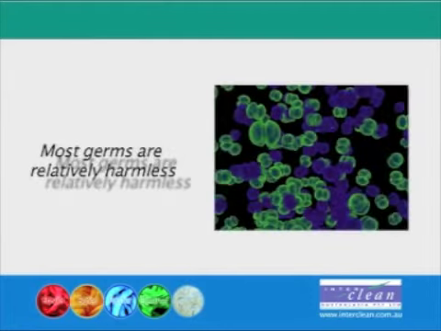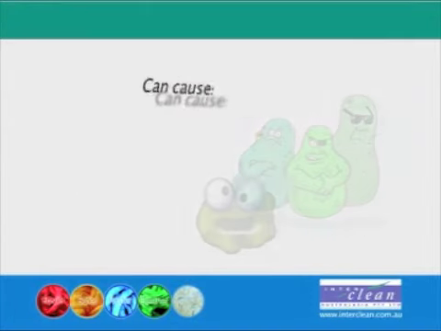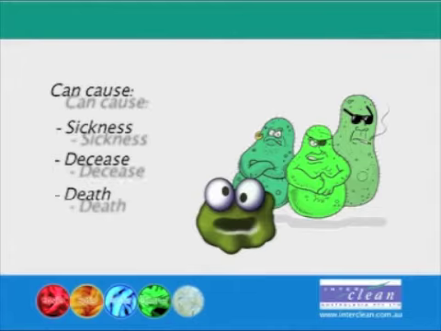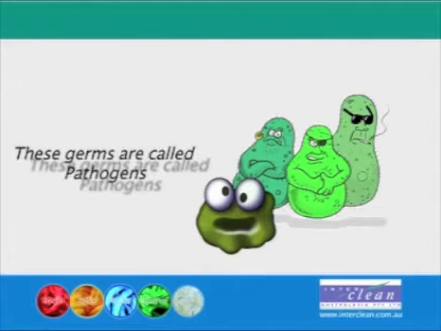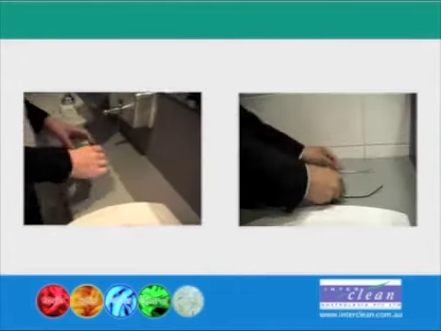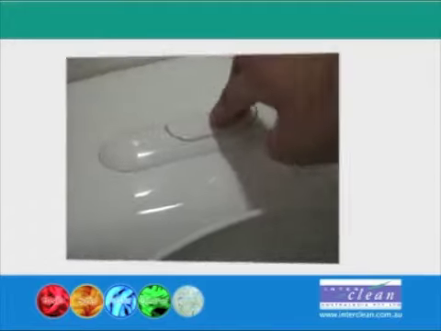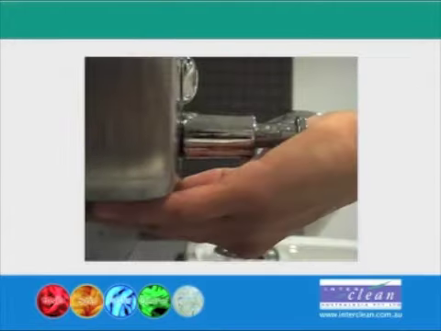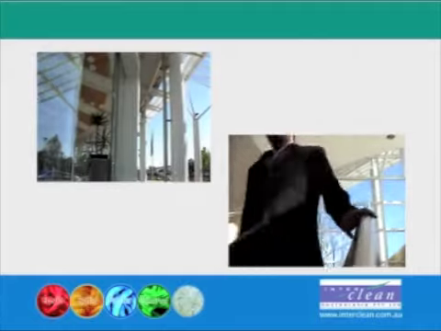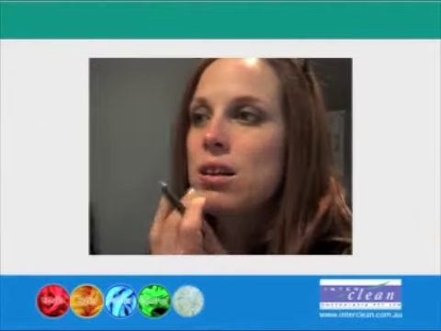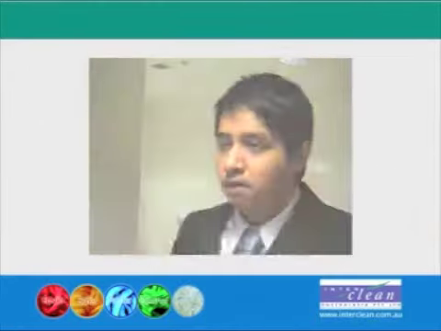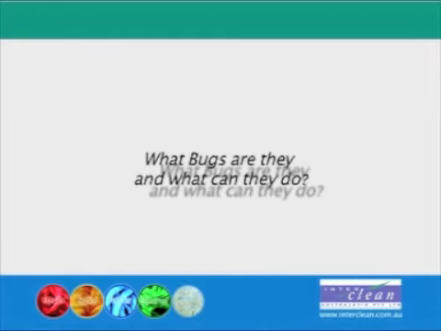Most germs are relatively harmless. However, some can cause sickness, disease and even death, and these germs are called pathogens. They are usually picked up on the hands from coming into contact with moist infected surfaces, and they usually enter the human body when your hands come into contact with your mouth, nose, eyes and ears. What bugs are they and what can they do?